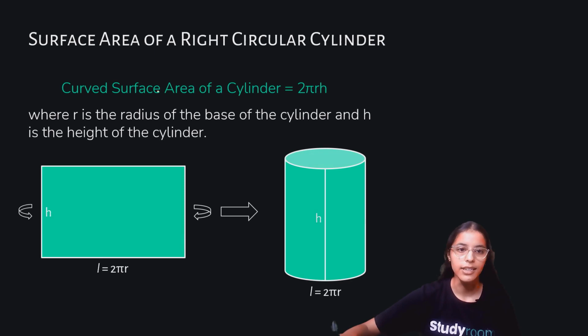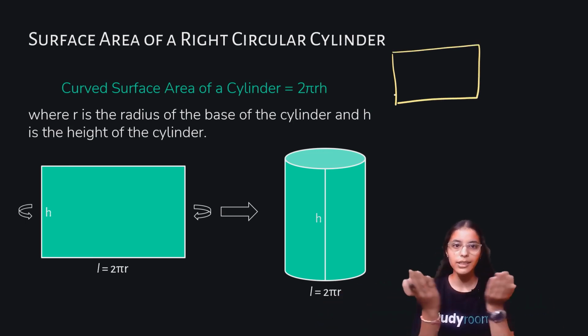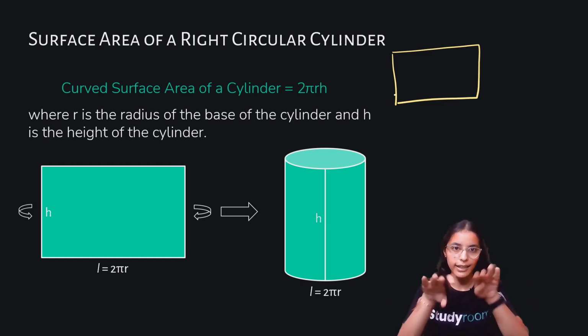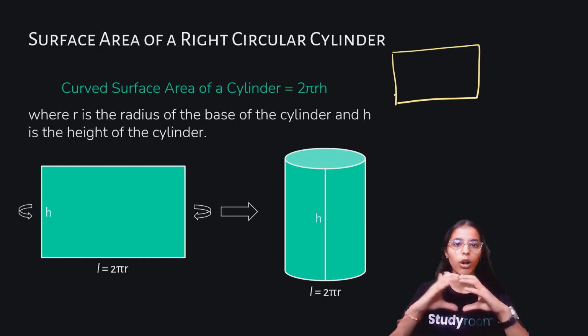So now we move on to our activity. This activity is to give you an intuition, to help you visualize how we will find the curved surface area of a cylinder. To do that, we know that if we roll, for example, you might have rolled your book like this, after rolling it you get a cylinder, a hollow cylinder.